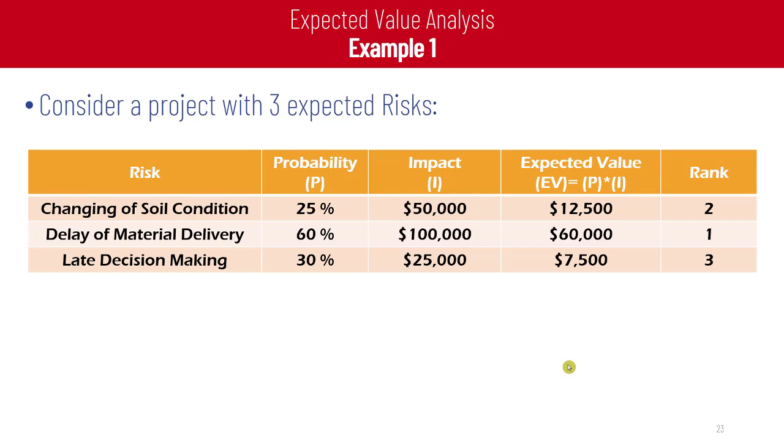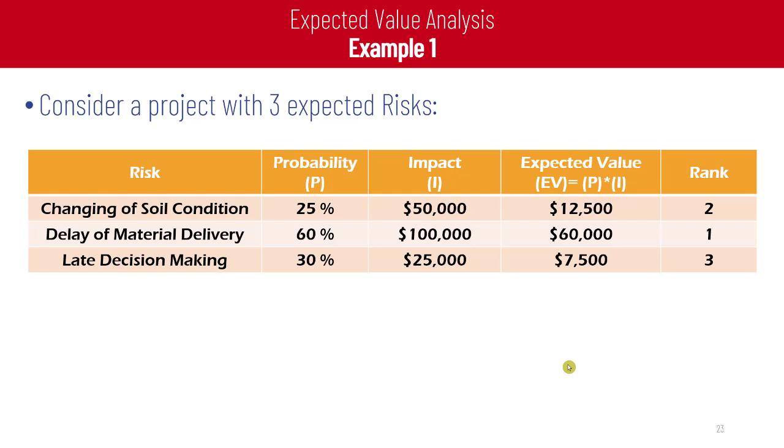For example, example number 1. Consider a project with 3 expected risks. The first risk is changing of site condition. The second risk is delay of material delivery. The risk number 3 is late decision making. Each of the 3 risks has its own probability and impact as shown in the table. The first risk probability is 25% and the impact is 50k. The second risk probability is 60% and the impact is 100k. Late decision making probability is 30% and the impact is 25k.